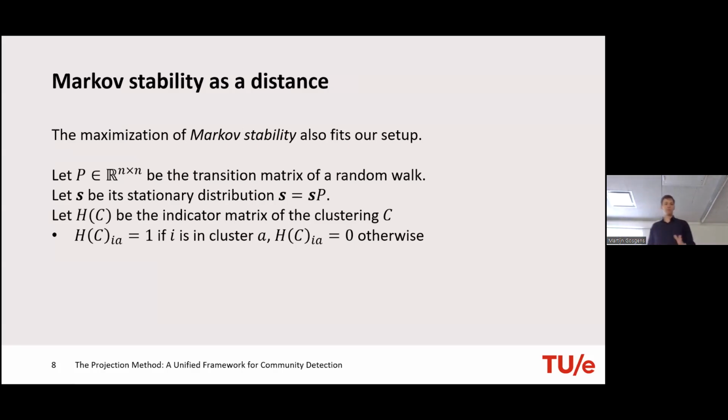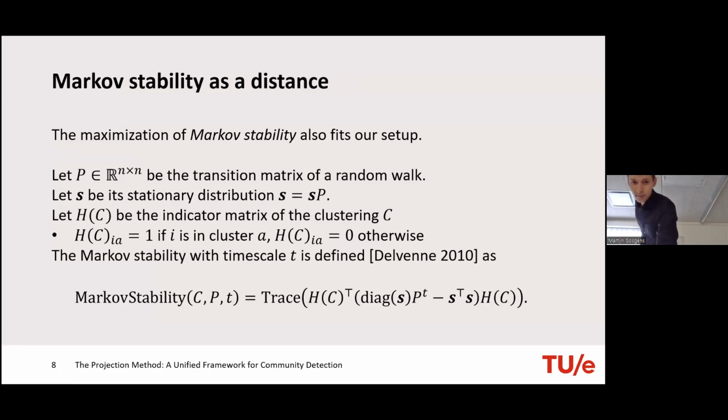And then we represent a clustering as an indicator matrix. So that means that if you have k clusters, then you have n by k, and you have ones if node i is in cluster A and 0 otherwise. So the way that Markov stability is defined is as follows. It's this formula. I'm going to quickly dissect it.